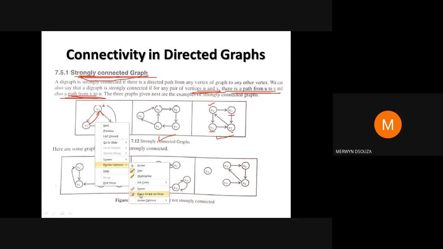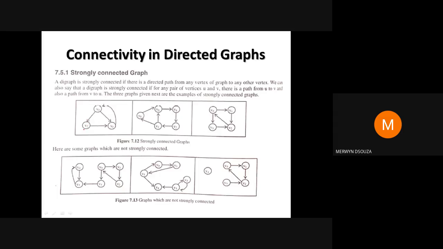It need not be that you are going directly from one vertex to another. It's nowhere mentioned that there should be a direct path. We are saying there should be a directed path. Not directed meaning an arrow like this, because this is a directed graph. It does not mean that it is a direct path. Please remember, directed means since this is a directed graph, there should be some direction to that arrow, to the edge. These are our edges, so there should be a direction.